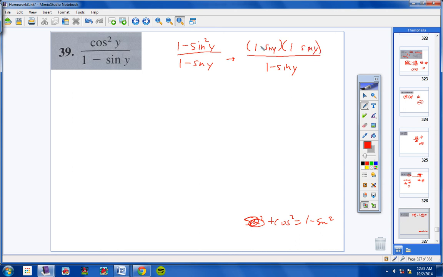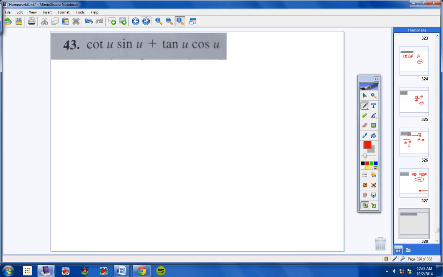And sine, make one positive, make one negative. Look at that. And these two groups here cancel out, and you're left with 1 plus sine y. And guess what? That's exactly what they have in the back of the book. Okay, so very good. Moving on to number 43.